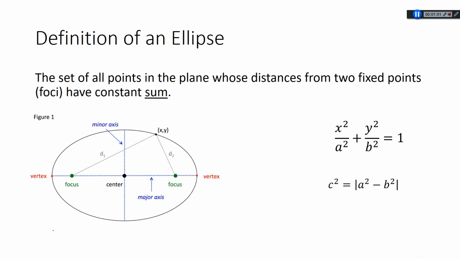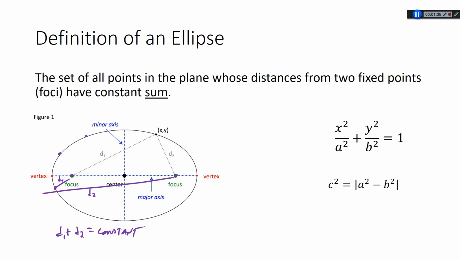So here's our ellipse. First I want to define what an ellipse is. The definition of an ellipse is the set of all points in the plane whose distances from two fixed points, which are the foci, so these are our two foci right here, have a constant sum. So what that means is in this case, d1 plus d2 is some constant. It never changes. It doesn't matter if you pick a point here or here or here. If you add up the distance from the two foci, d1 and d2, that's always going to be a constant number. So any point you pick on this ellipse will have that property.